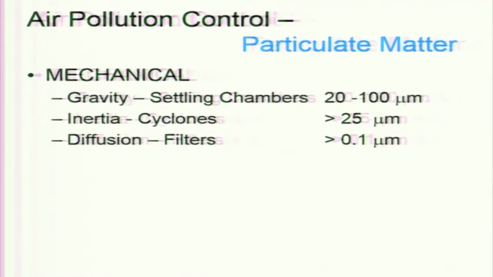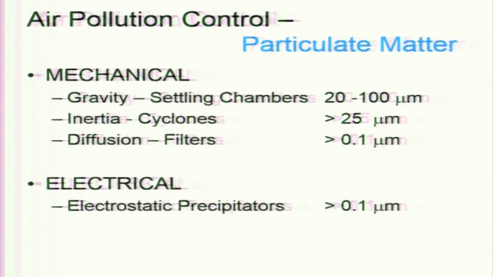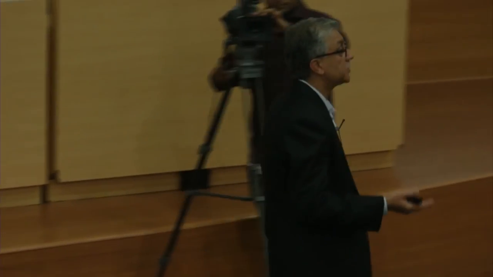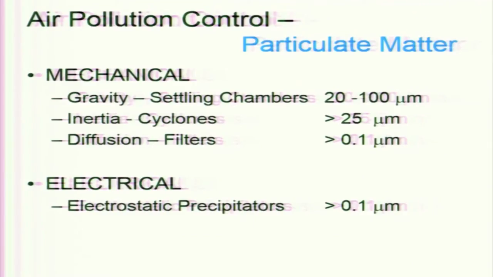So particulate matter, there are many ways of dealing with it. You can use mechanical means, or you can use electrical means. For mechanical means, anything larger than 20 micrometers, you can use gravitational settling. You just allow the dust to settle. Gravity, you don't have to do too much. You just have to allow it enough space and enough time to settle out. Cyclones, you provide some inertia. You pay for it in the pumping cost. I'll go over it, okay?